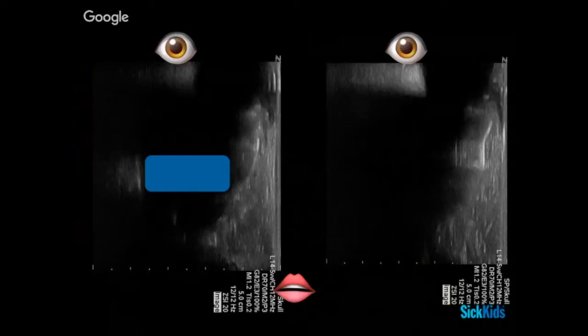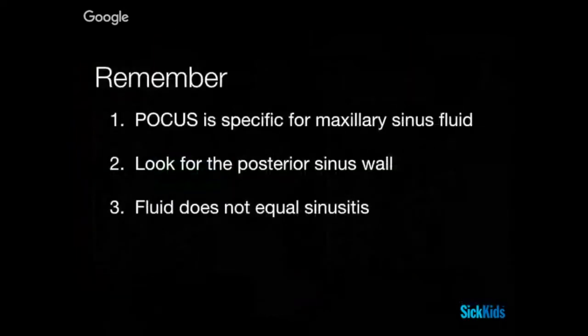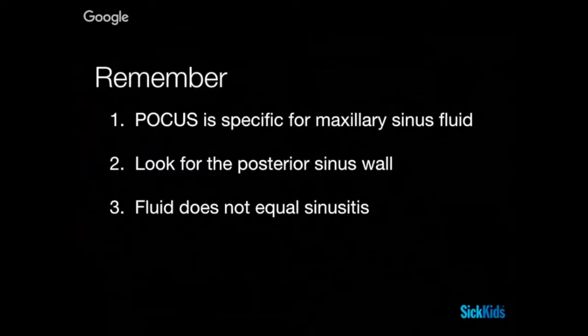So remember for your ultrasound of sinuses that it is specific for maxillary sinus fluid, but that this fluid does not always equal sinusitis. They have to have the history of the ongoing fever, possibly some abnormal laboratory results, and potentially some findings on physical exam to help corroborate this. Remember to look for the posterior sinus wall so that you have to keep in mind what air can do with ultrasound and what fluid can do with ultrasound and the value of seeing deeper with that fluid.